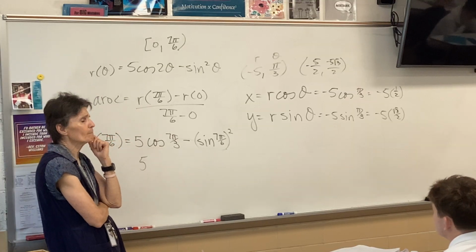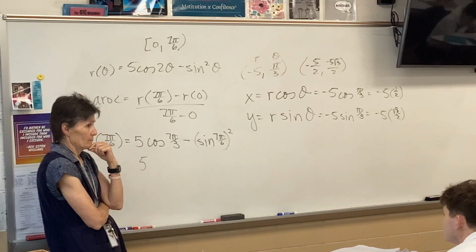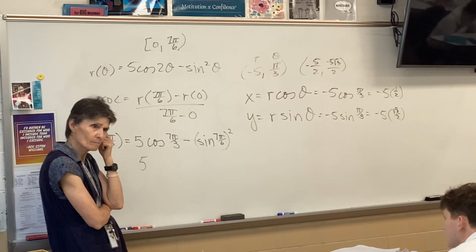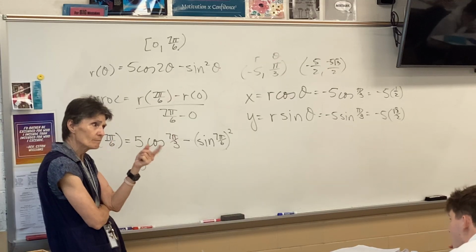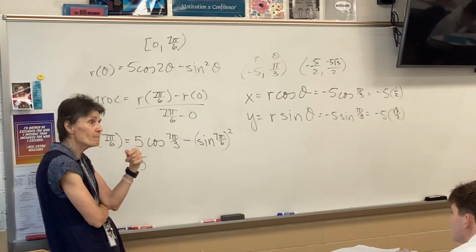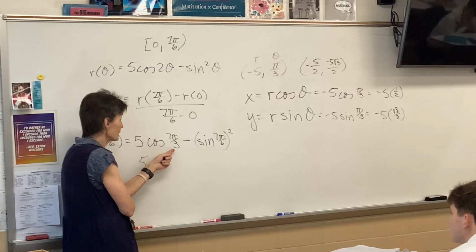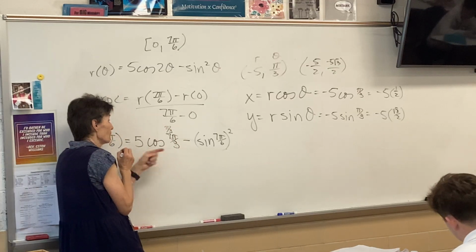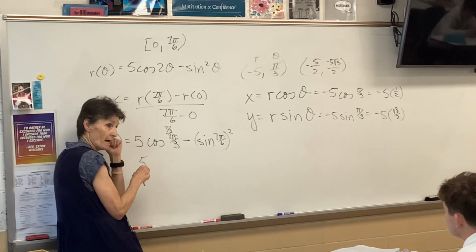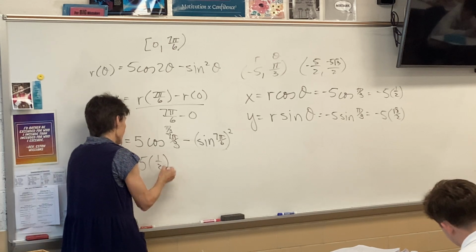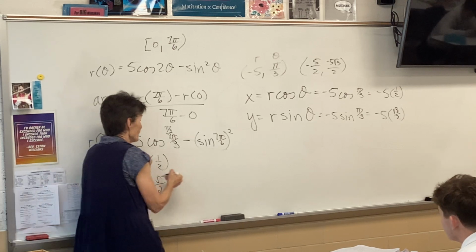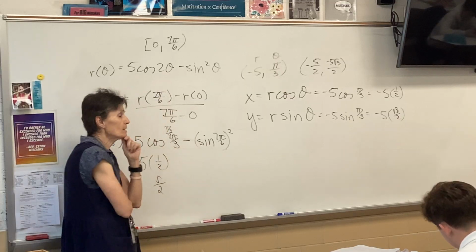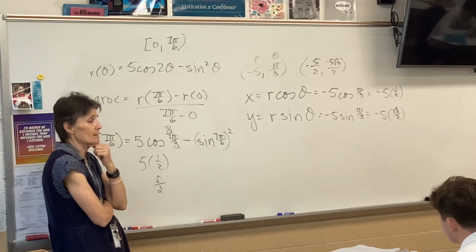7 pi over 3. That's too big. Yeah, make it pi over 3. So this is really the cosine of pi over 3, which you just told me was 1/2. So we got 5 halves. Okay. What's the sine of 7 pi over 6?